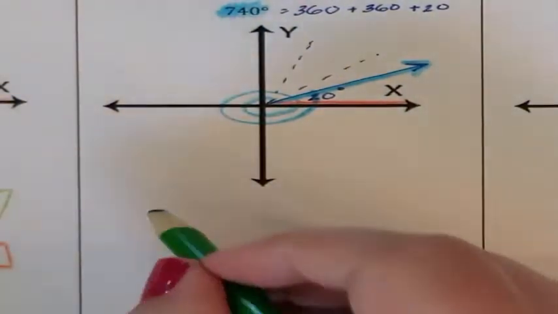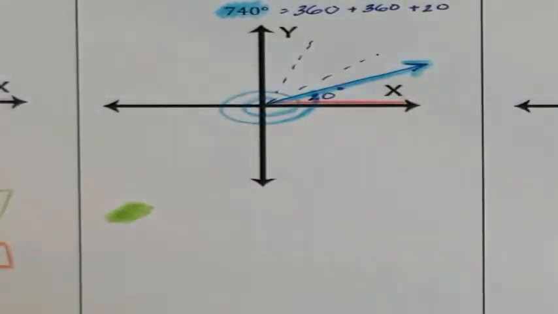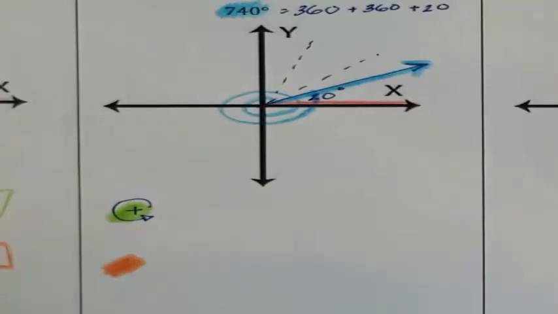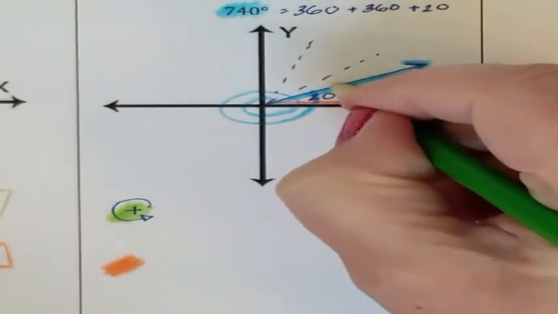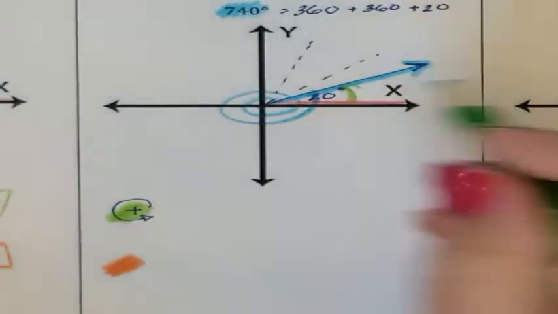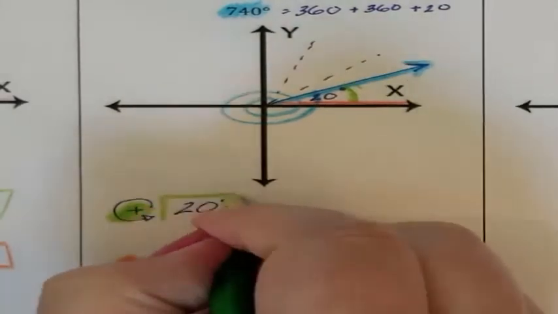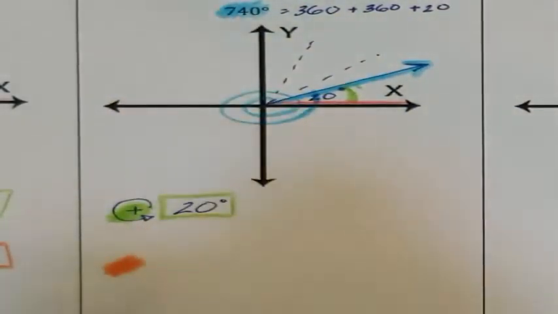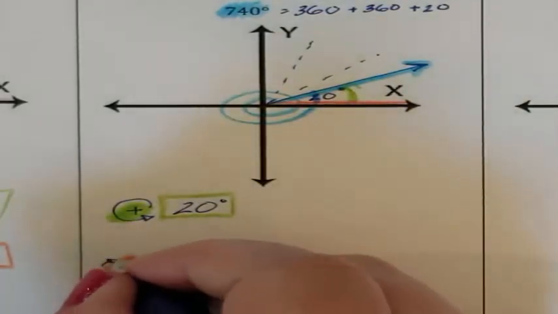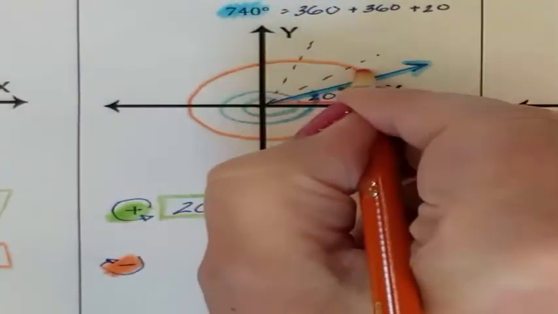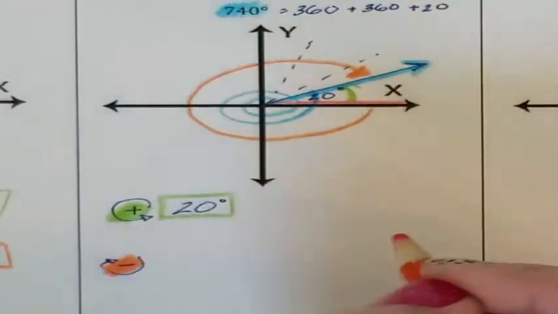Now I need to find 2 other pathways to get there, the positive pathway and the negative pathway. The positive pathway tells me to go in the positive direction. So if I started here, I could actually stop the minute I got there. Nobody's gone that pathway yet. So I just went 20 degrees. So 740 and 20 degrees are the same exact angle. Well, what if I went the negative way, which is the backwards direction? If I started here, I have to go backwards and I can stop the minute I land on the blue line. Nobody else went that direction.